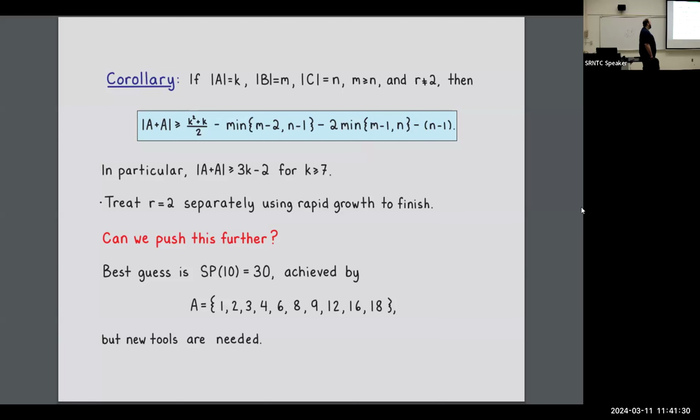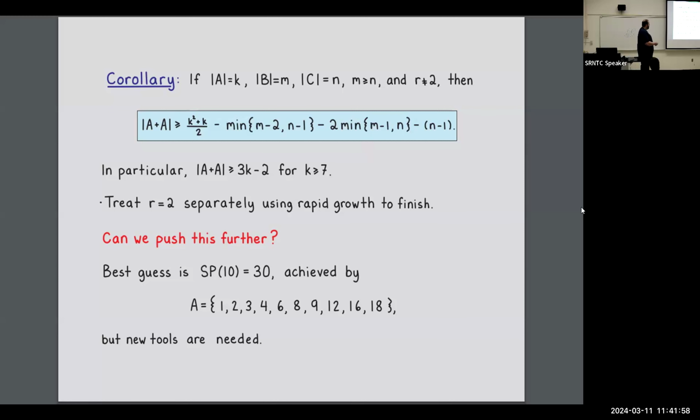So then the question is just, can you push this any further? I mean, maybe, but I think it's going to be really hard to even go one step further. This is our best guess. These are 10 elements, and this set I think has like 29 sums and 30 products. And every other example we checked, at least one of the two sets had at least 30 elements.